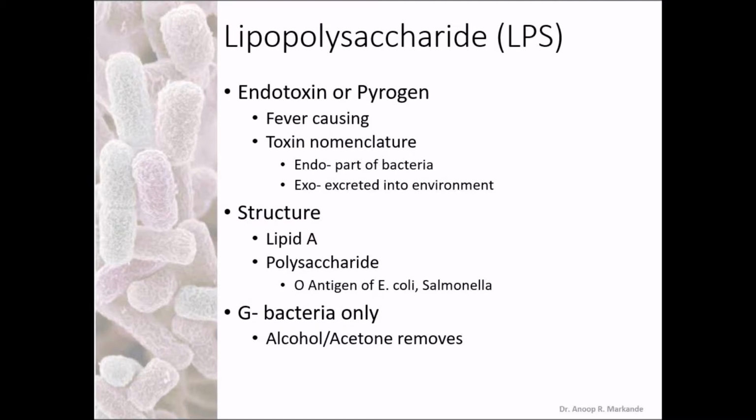These lipopolysaccharides are important because they are also known as endotoxins in many of the pathogenic organisms, or pyrogens. Thus, they cause fever. Endo means part of the bacterium, and exo means excreted into the environment. These are also part of the structure with lipid A and polysaccharides as seen in the O antigen of E. coli and Salmonella that we serologically check in VDRL studies and Vidal studies. In gram-negative bacteria only, alcohol and acetone remove their outer surface.